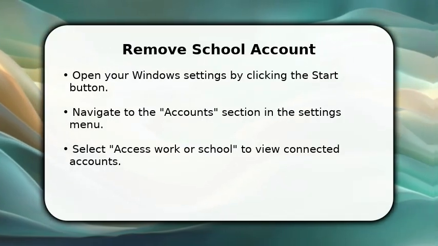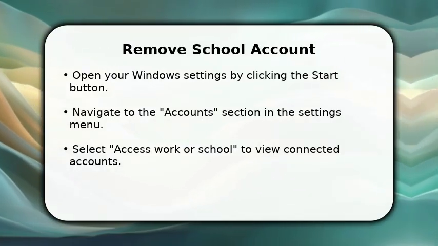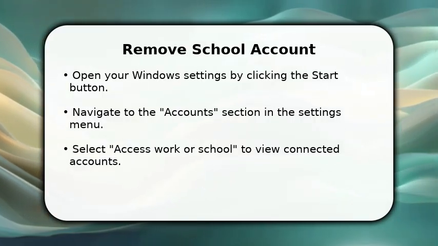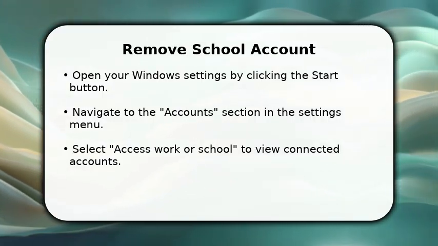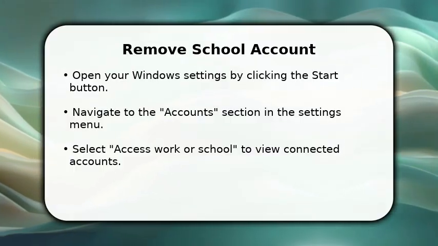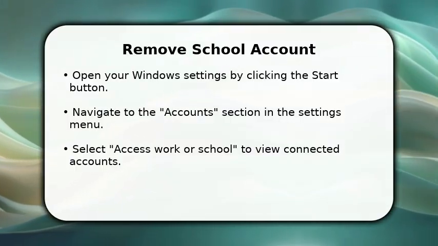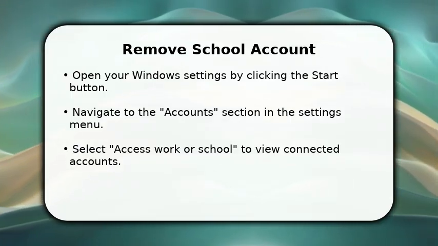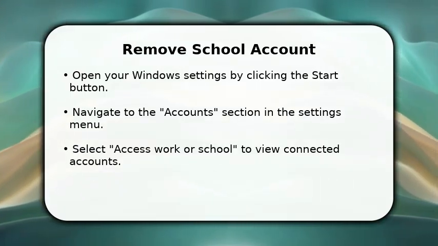To begin, open your Windows settings, which you can easily find by clicking the Start button. Once settings are open, look for the Accounts section on the left-hand side. Click on it, and then select Access Work or School from the options presented. This will show you a list of all organizational accounts currently linked to your device.